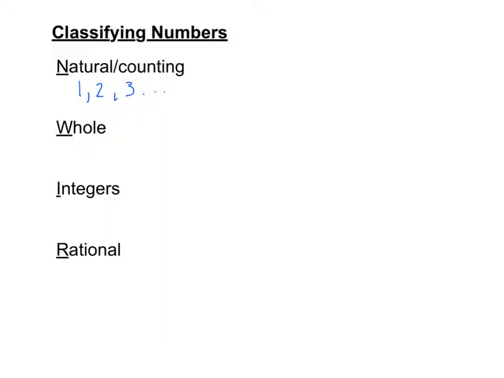Whole numbers are just like your natural and counting numbers, but you start off with 0, and then it goes on to your counting: 1, 2, 3, and so on. Notice it doesn't have any negatives in whole. It starts at 0 and goes from there. Also, no decimals or fractions when reduced.